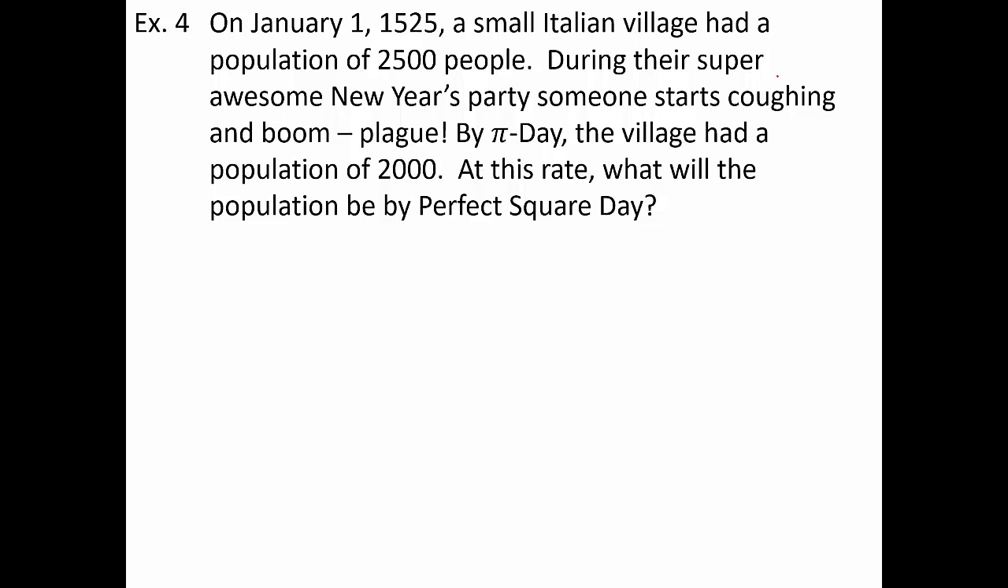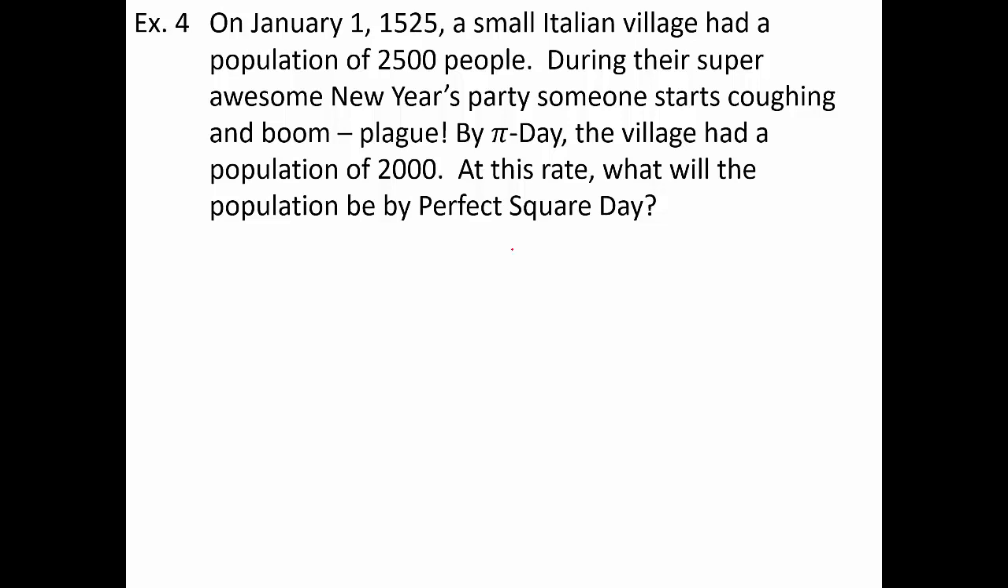So on January 1st, 1525, a small Italian village had a population of 2,500 people. During their super awesome New Year's party, someone starts coughing and boom, plague. By Pi Day, the village had a population of 2,000. At this rate, what will the population be by perfect square day?